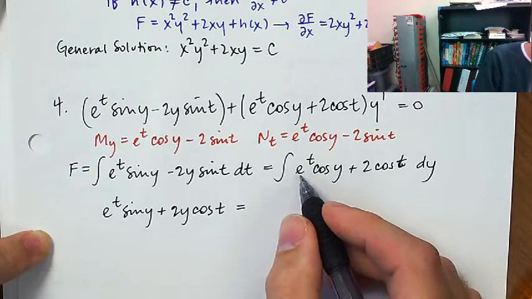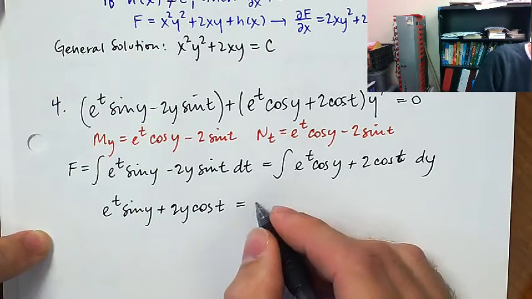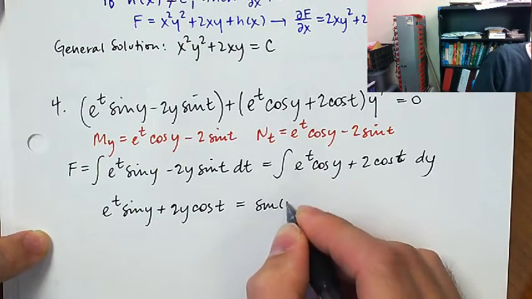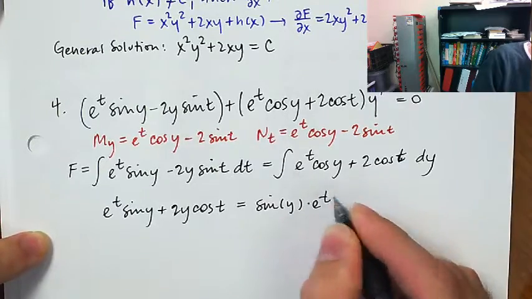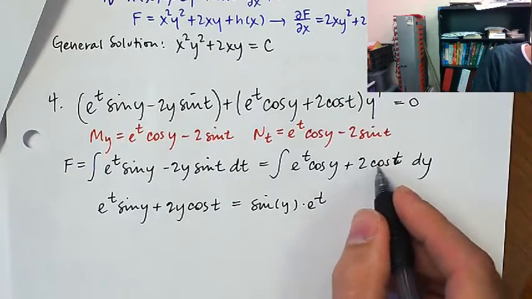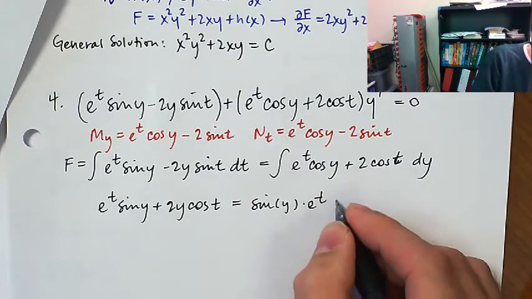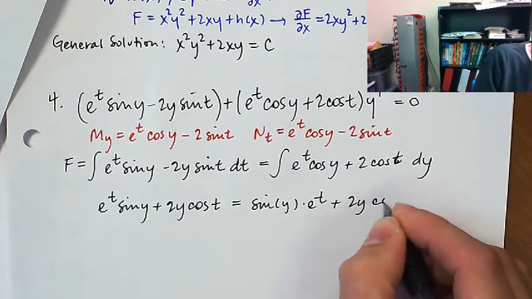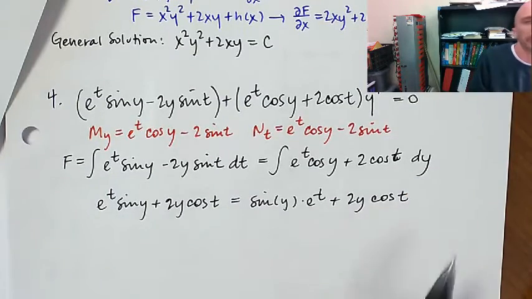And then it's also going to be, let's see, with respect to y, an antiderivative would be sine of y times e to the t. Okay, we already see that here. Yeah, that's not telling us anything we don't already know. And an antiderivative for 2 cosine t with respect to y would be 2y cosine t.